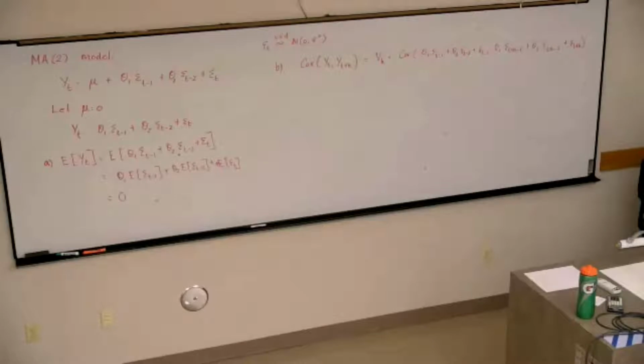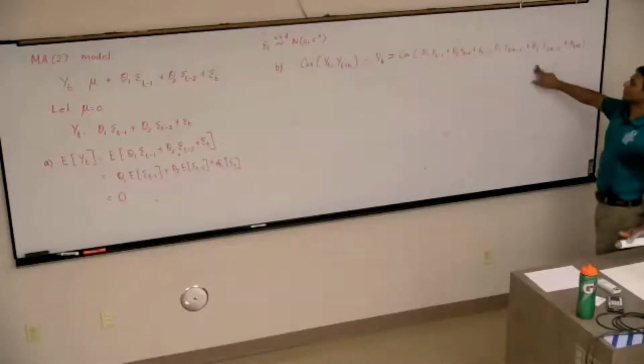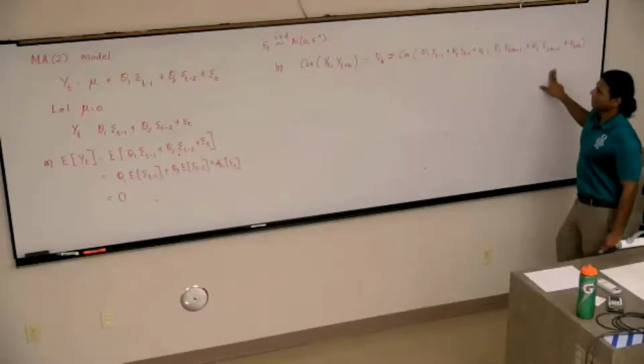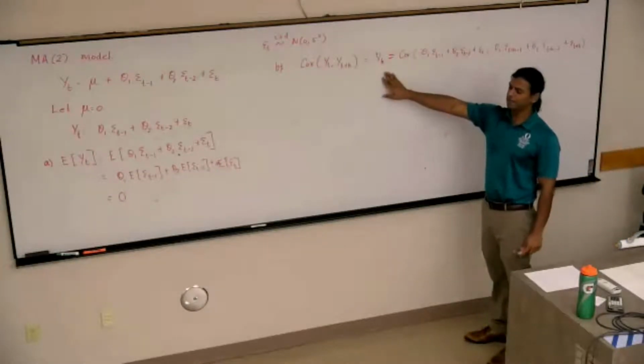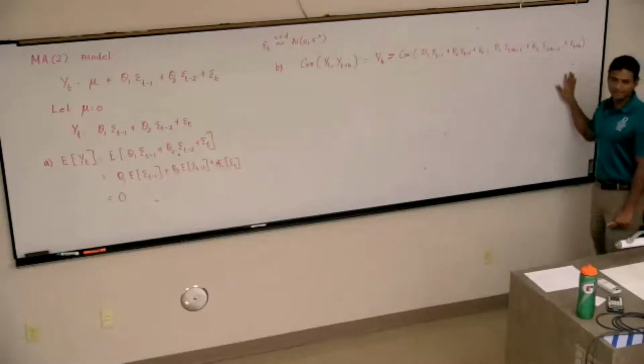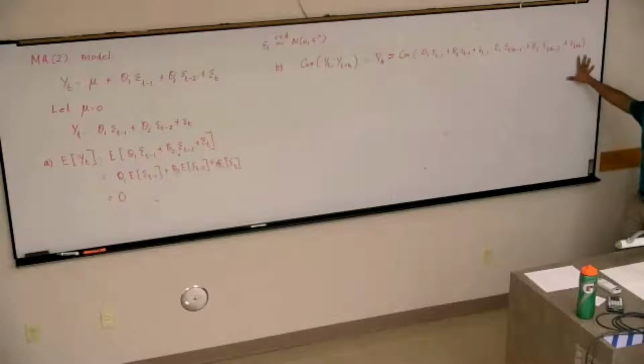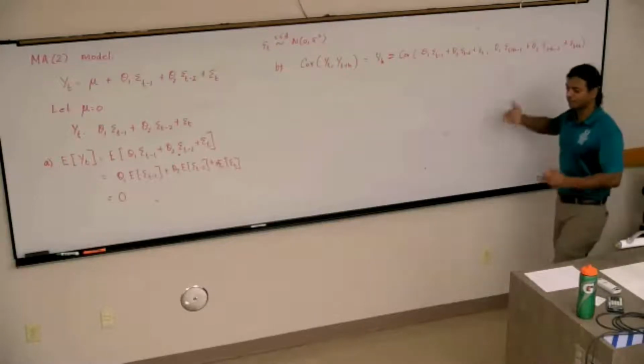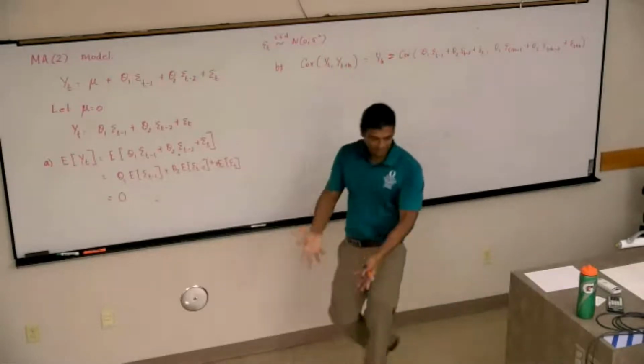I'll give you a second to write. By the looks of it, gamma h over here seems like it depends on time t. But if you recall when we did MA1, it seems so hard to do this directly, so what did we do? We picked specific values of h and then applied that to see if it depended on the time.